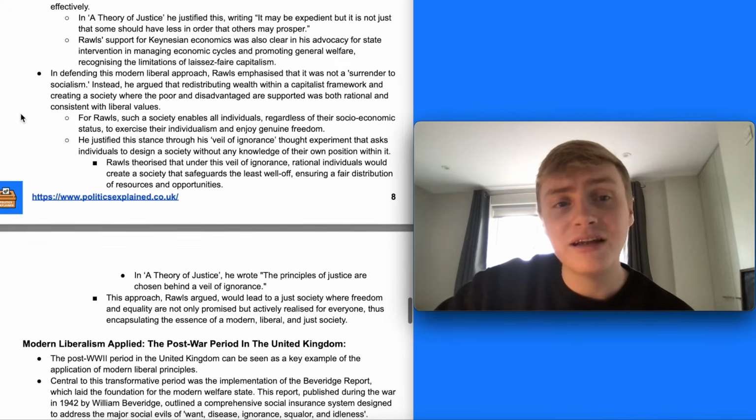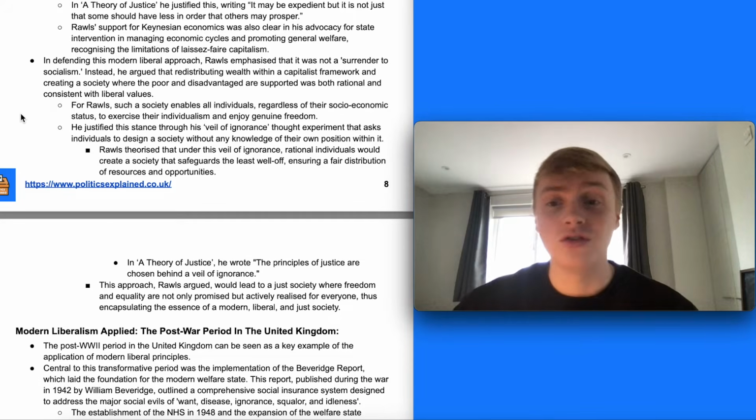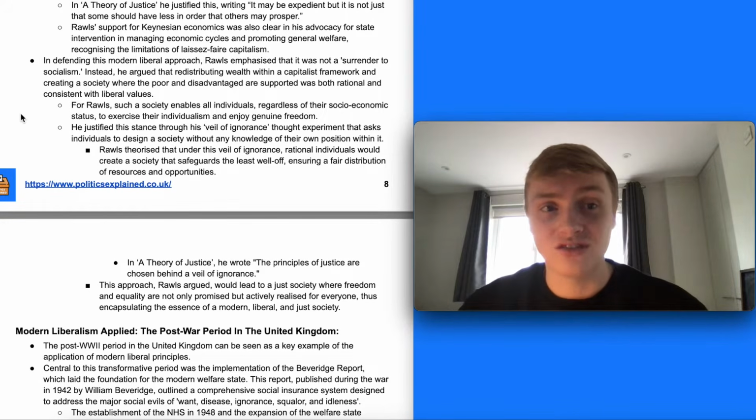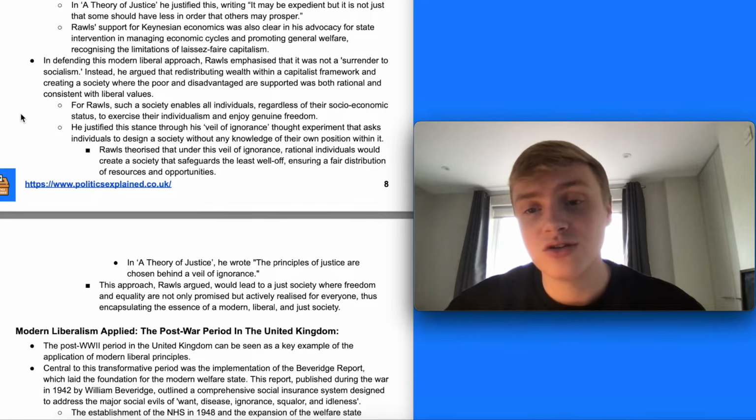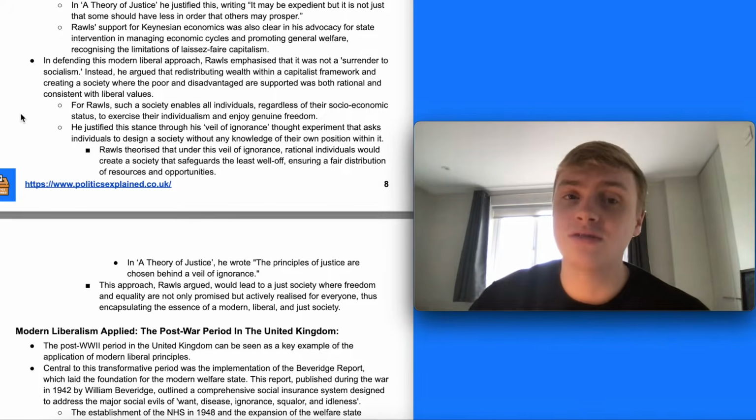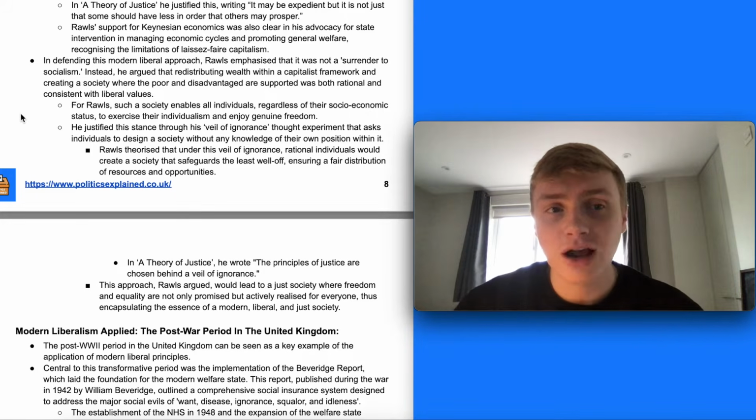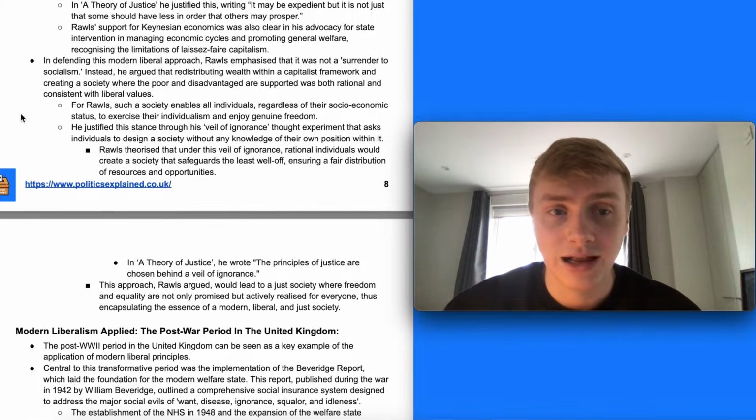And in his defence of this modern liberal approach, because he was accused by some of being a socialist, he said it's not a surrender to socialism. Instead, he argued that redistributing some wealth within a capitalist framework and creating a society where the poor and disadvantaged are supported was both rational and consistent with liberal values.